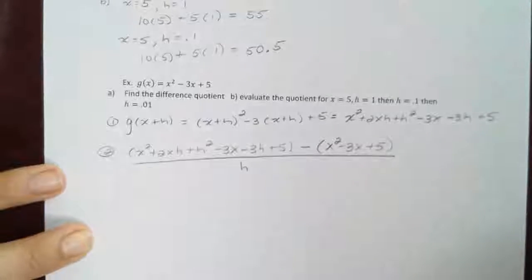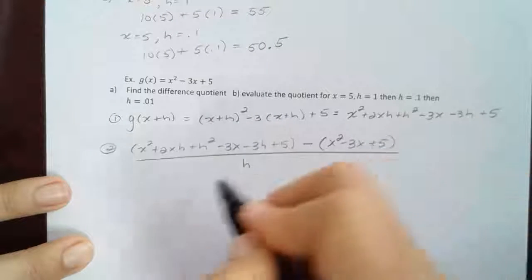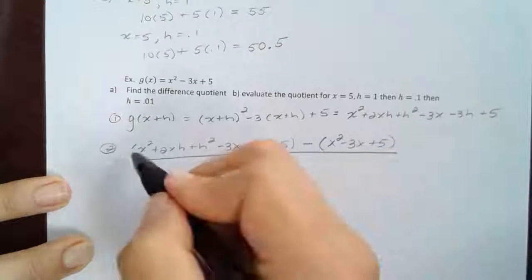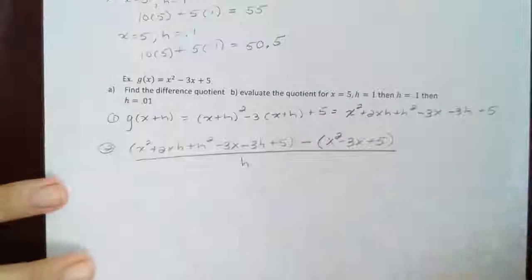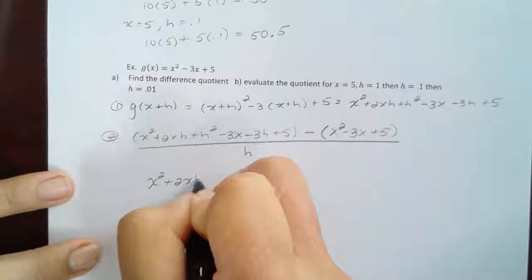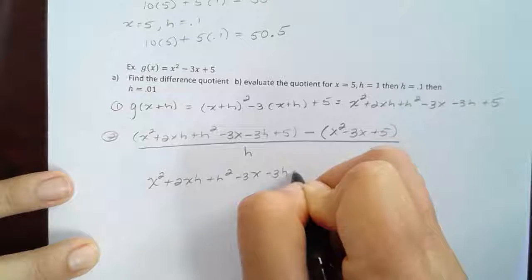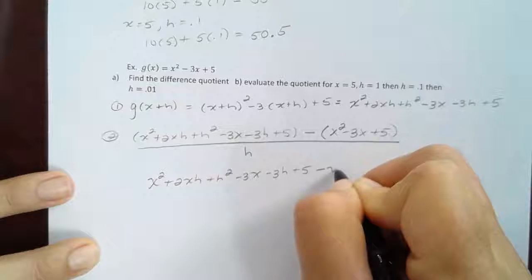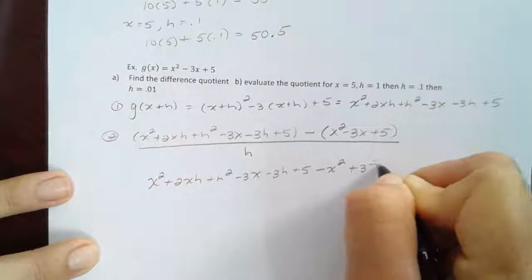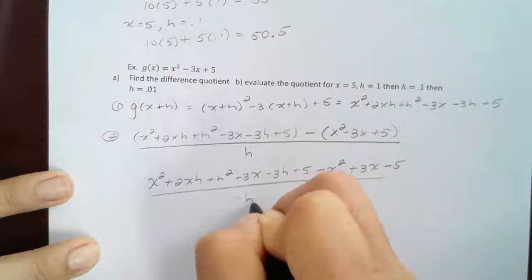Okay, now we have to simplify this. So first step is going to be get rid of these parentheses by distributing this minus sign. These parentheses can just come off. There's just the understood plus 1 up here, and 1 times anything is itself. So x squared plus 2xh plus h squared minus 3x minus 3h plus 5 minus x squared plus 3x and a minus 5. And we distribute the minus 1 all over h.